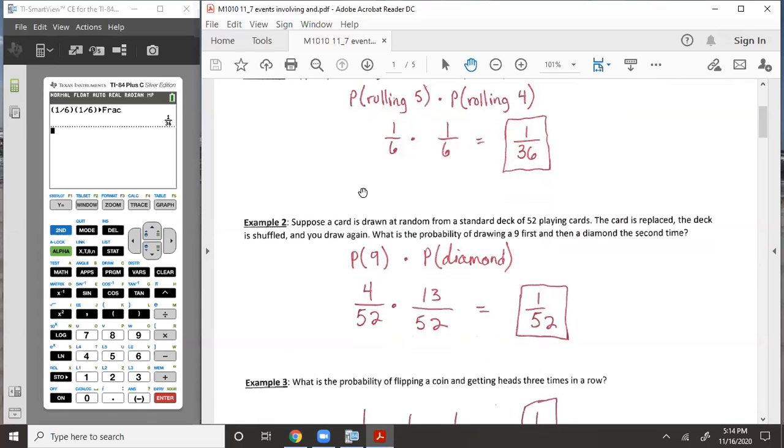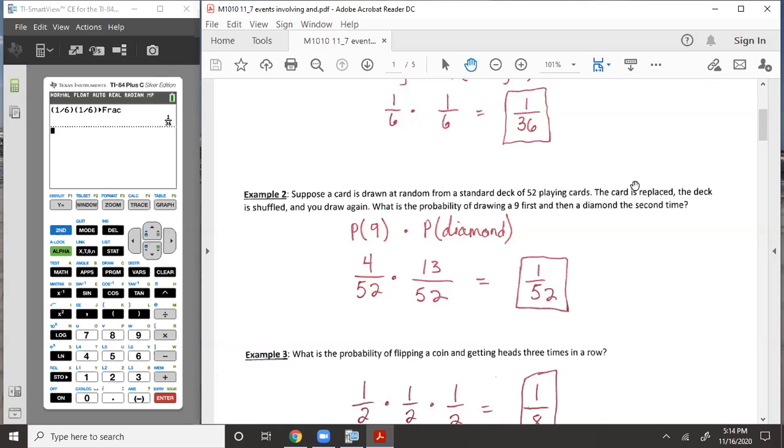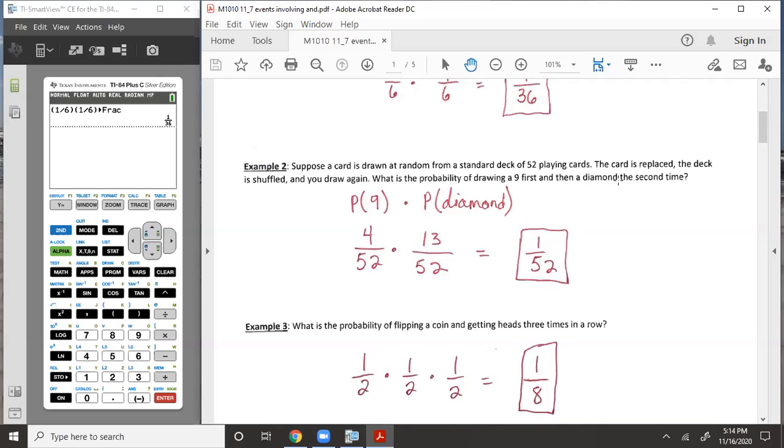Example 2, suppose a card is drawn at random from a standard deck of 52 playing cards. The card is replaced, the deck is shuffled, and you draw again. What is the probability of drawing a 9 first and then a diamond the second time? Now we're drawing 2 cards, but you're replacing the first one, which allows us to use these two events as independent events. So drawing one card has no bearing on the other card.